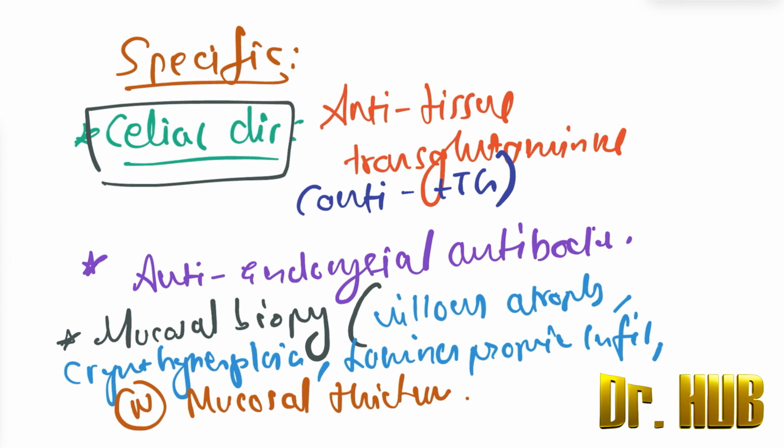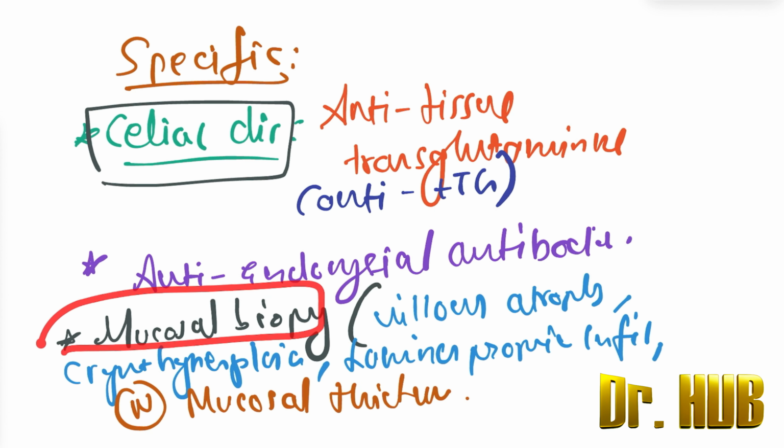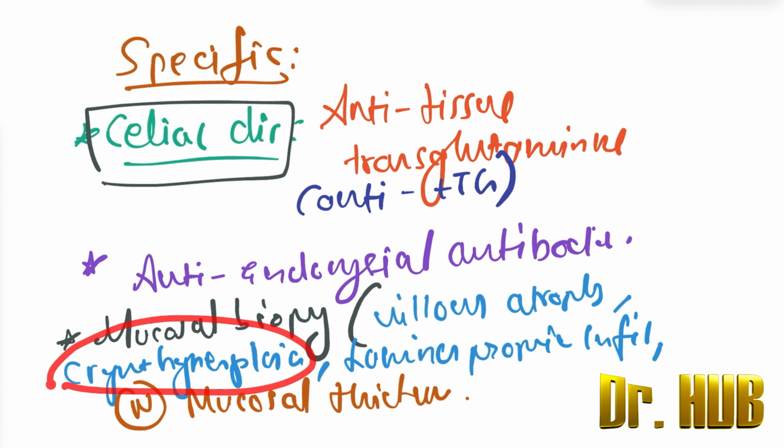Now let's just recap. Here we have entered the specific test investigations. Under celiac disease, there is anti-tissue transglutaminase, known as the anti-TG, and also the anti-endomysial antibodies. Next, there is also the mucosal biopsy, which includes villus atrophy, crypt hyperplasia, lamina propria infiltration, as well as a normal mucosal thickness.